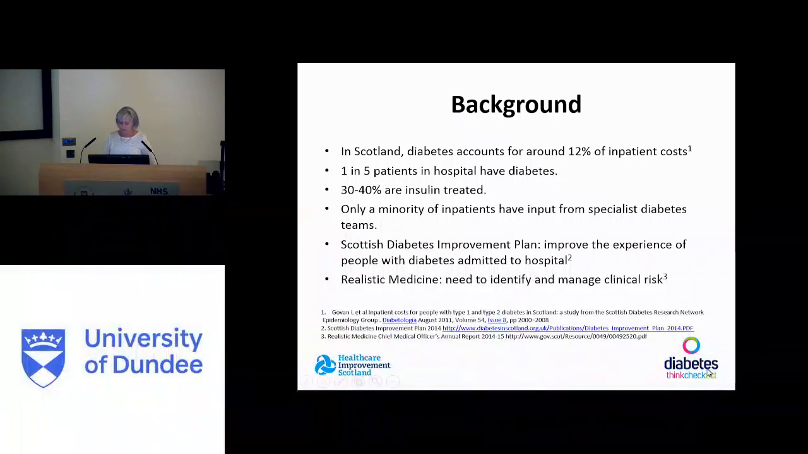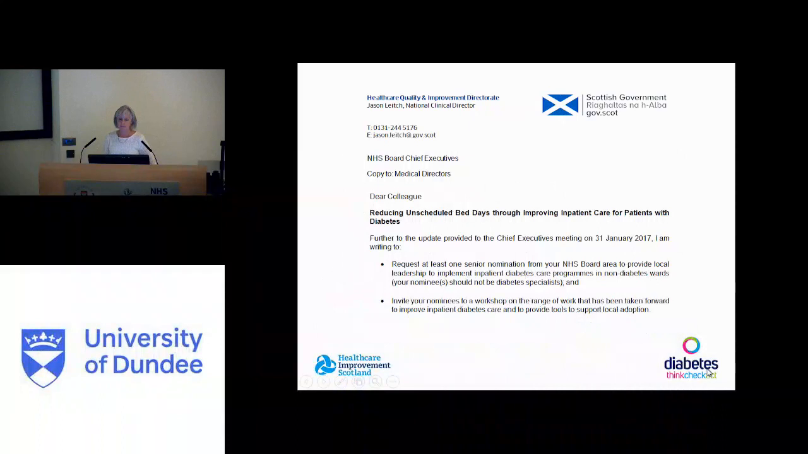And then we've got the help of realistic medicine, where we're asked to identify and manage clinical risk, and there's plenty of risk associated with diabetes, whether it's the diabetes itself that causes the risk, people are more at risk of foot problems in hospital, or whether it's the medications we use for diabetes and the risk of hypoglycemia in particular.